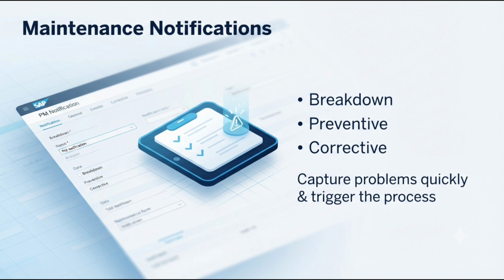There are different types of notifications, such as breakdown, preventive, and general. A well-written notification helps planners understand the issue quickly and decide the next action. Notifications can later be converted into work orders. Learning how to create clear and complete notifications is one of the most practical skills you can develop in SAP PM.